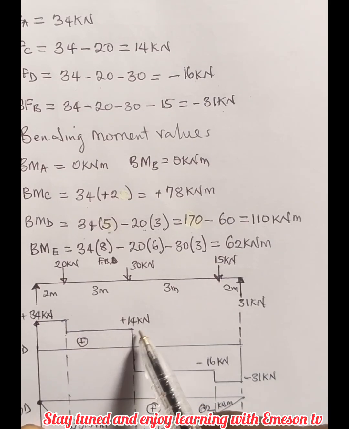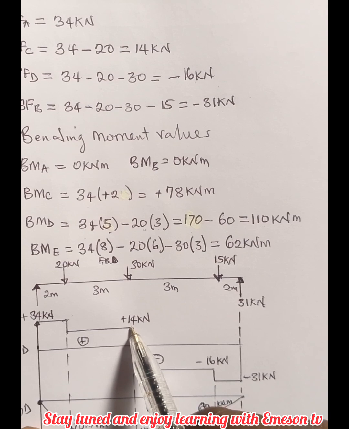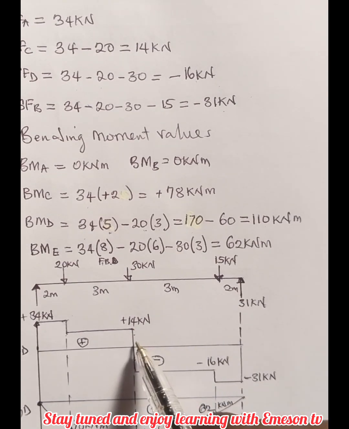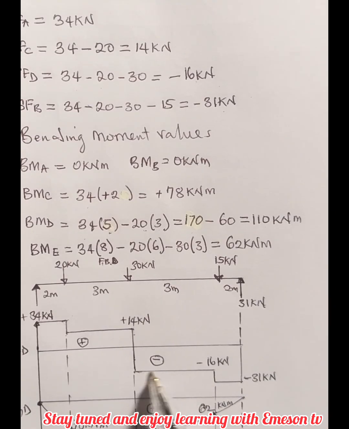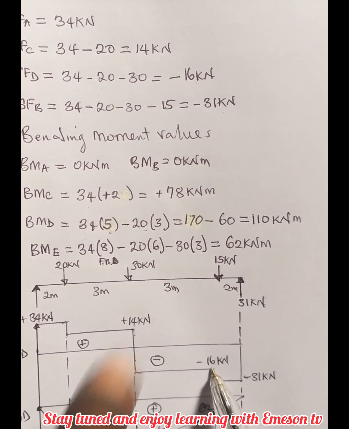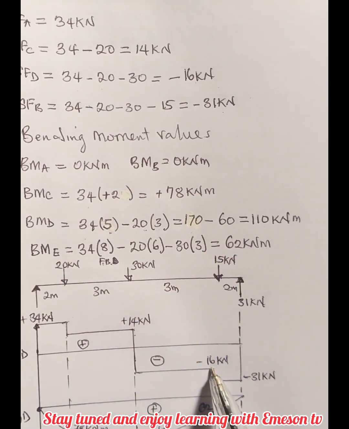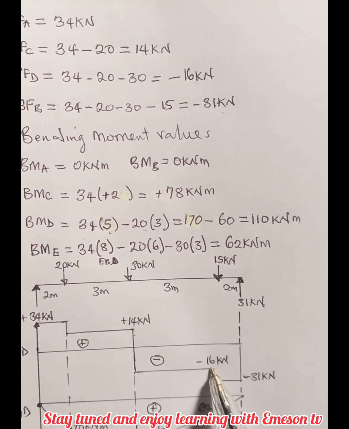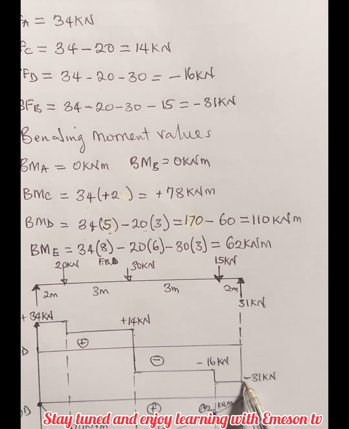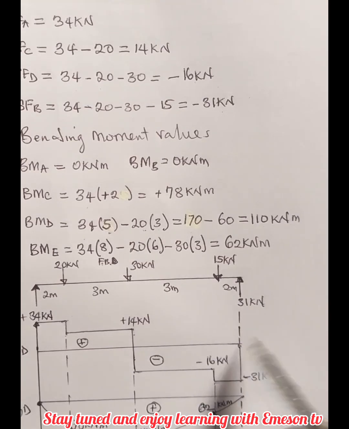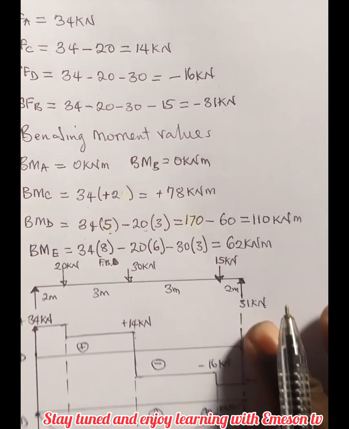This 14 will be constant until it meets the next force, D. The shear force at D is minus 16. So we come down to the negative side. This 16 will be constant until it meets the next force, which is point E. The shear force value at point E is minus 31. So it has to come down. This 31 will be constant until it closes at this point. So that is how the shear force diagram is drawn.